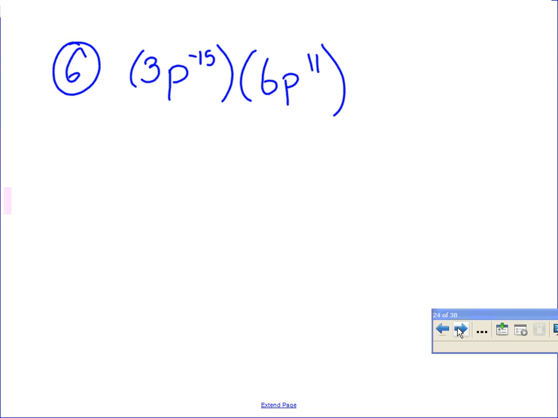Okay, number 3. This one's a little bit harder. So example 3. All right, 3p to the negative 15th and then 6p to the 11th. They're both in parentheses, so we're multiplying them. Okay, first thing we need to do is multiply the coefficients. So 3 times 6, get rid of our parentheses, is 18. Now, there's 2 things you can do here. We can rewrite the p to the negative 15th and p to the 11th, or what else could we do? Will?